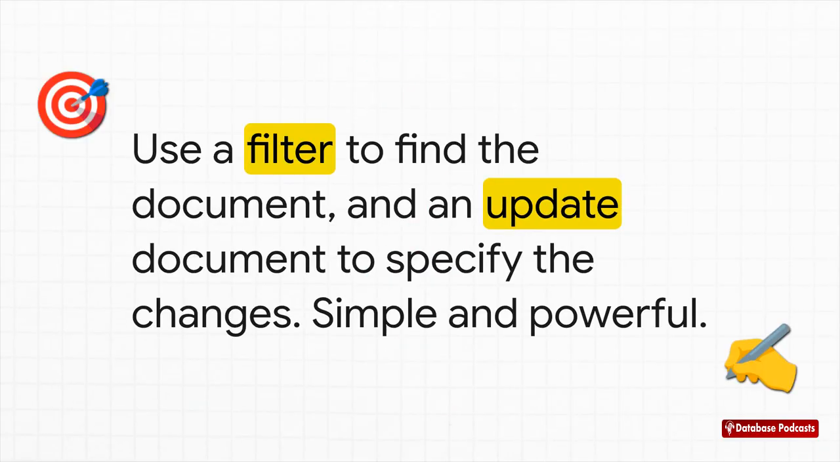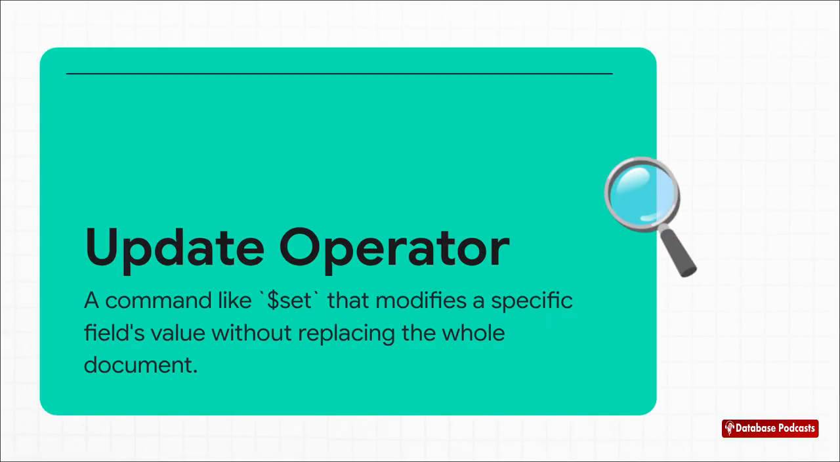The way it works is actually pretty simple, and if you're coming from the SQL world, it'll feel familiar. First, you give it a filter. This is basically your where clause. It's how you tell MongoDB, hey, find me this exact document. Then you provide an update document, which spells out exactly what you want to change. Now, a super important concept here is the update operator. The one you'll see all the time is $set.